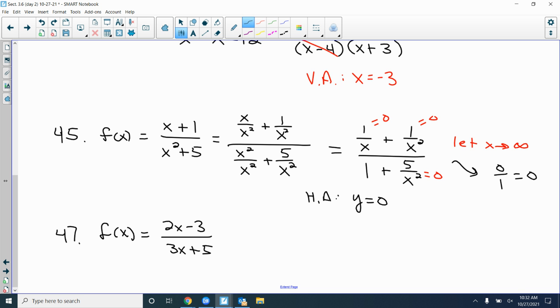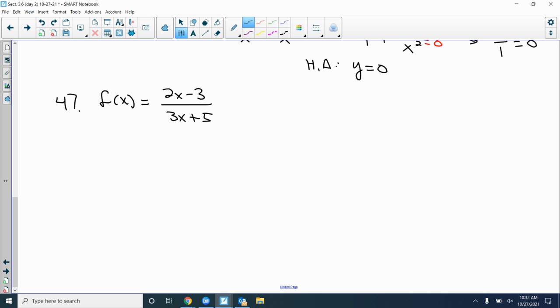If the degree of the numerator is less than the degree of the denominator, your horizontal asymptote will automatically be y equals 0. Automatic. Okay? Because the same action will always happen. You'll end up with 0 on top and a constant on the bottom. Now, what did we get for our horizontal asymptote for 47? Or what did you get? Okay? 2/3. 2/3 is right.